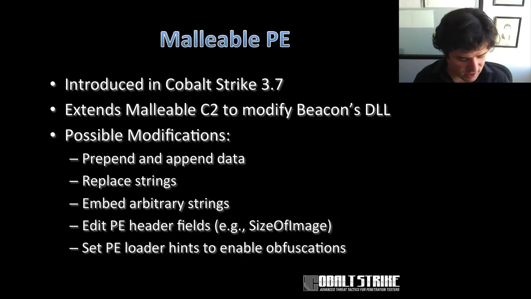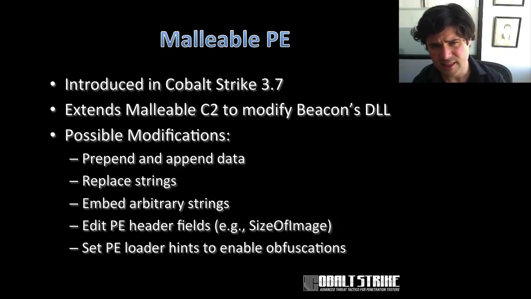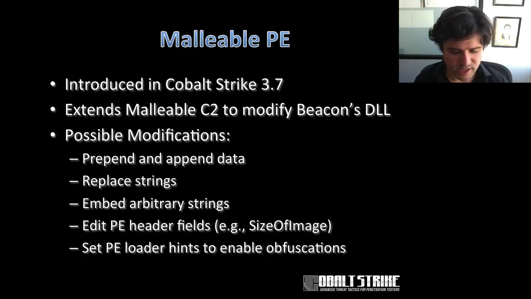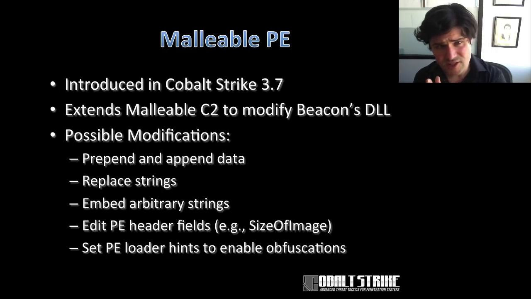Cobalt Strike's beacon happens to have a technology called malleable PE. And I introduced this in Cobalt Strike 3.7. I think that was March 2017. Malleable PE is a pretty simple idea. Here it is. I've got a DLL, that's beacon. Really, it's never going to be used as a DLL. Never, ever, ever. There's only one loader that's going to load it. And that's the reflective loader that ships with it, okay?